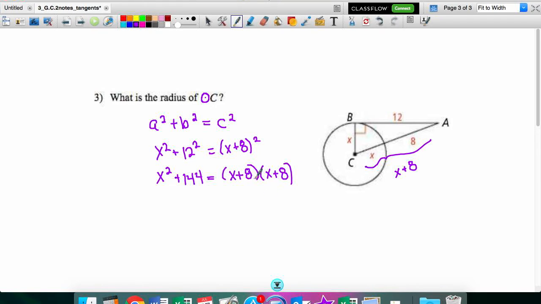And when you have a binomial times a binomial, to distribute, you may recall the magic math word FOIL: first, outer, inner, last. So let's go ahead and FOIL this binomial times this binomial. So the first terms, x times x, would give us x squared. The outer terms will be next in FOIL. So x times 8, or 8x. The inner terms, 8 times x, 8x. And the last terms, 8 times 8, 64.